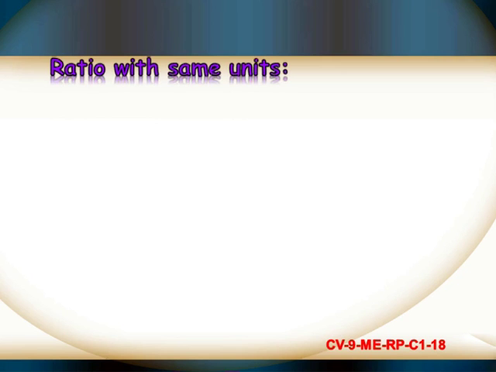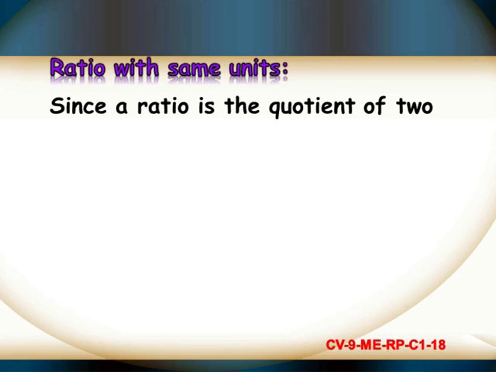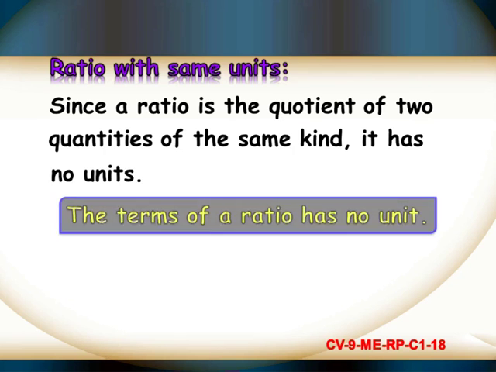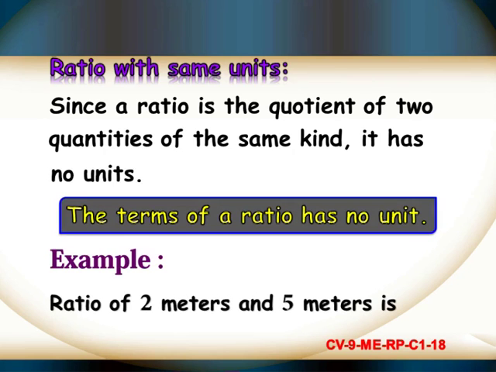Now we have to study about ratio with same units. Since a ratio is the quotient of two quantities of the same kind, it has no units. The terms of a ratio have no unit. For example, the ratio of 2 meters and 5 meters is 2 is to 5.